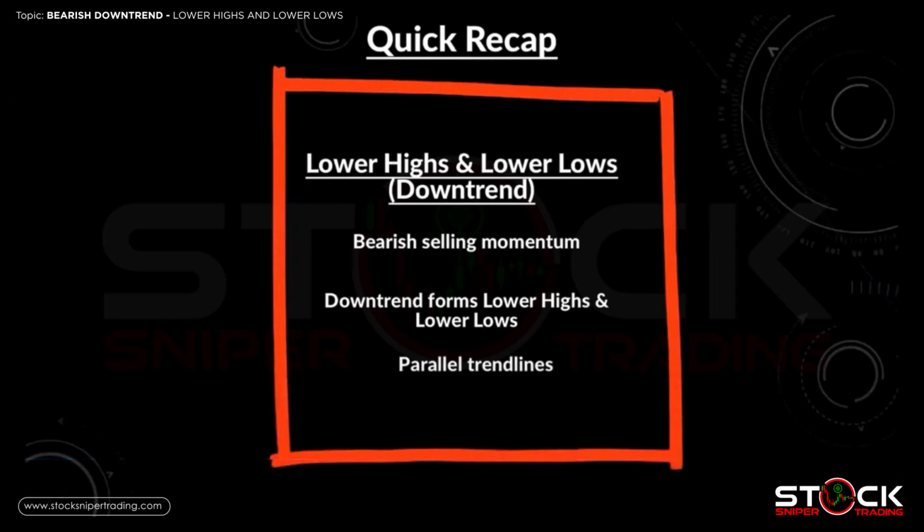Quick recap: the bearish downtrend. This consists of bearish selling momentum as selling volume increases and more sellers come into the market and they outweigh the buyers. A downtrend forms lower highs and lower lows, and it is parallel trend lines going down.